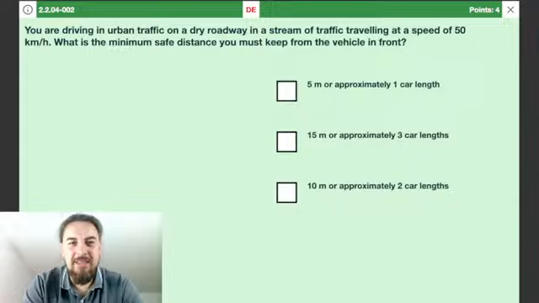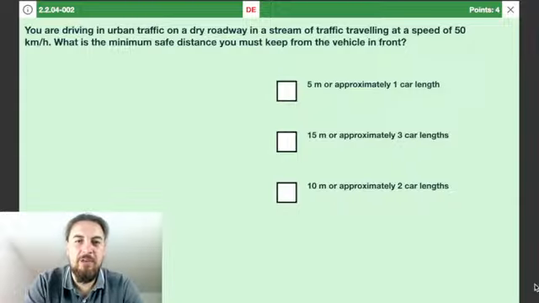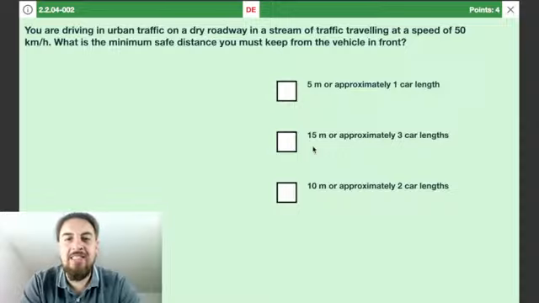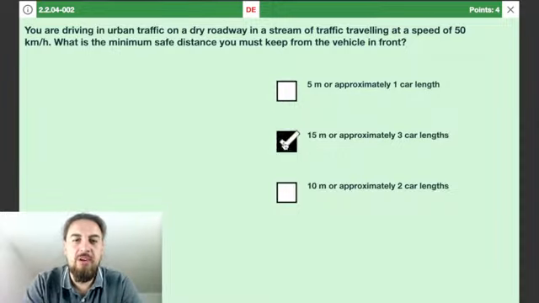The important thing here is that you notice that we are talking about urban traffic. So we're inside a village or town, and there is the rule that you have to give at least 15 meters, or 3 car lengths, distance to the car in front of you. So the one in the middle is correct.